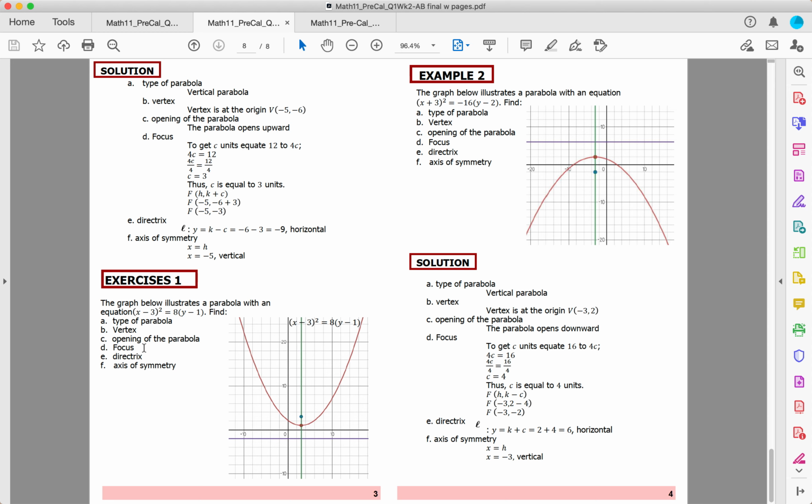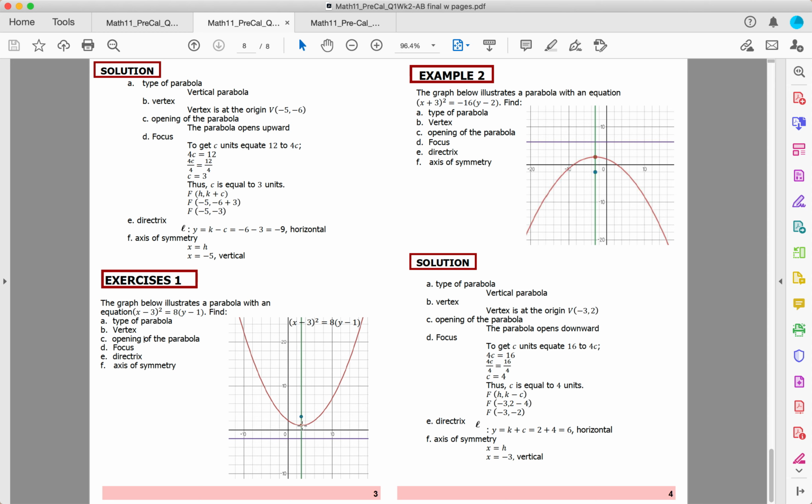All right, the focus this time. For the focus, you need the same thing. You need to solve for the c value. Since 4c equals 8, therefore c is how much? 4c equals 8. Therefore, 8 over 4 is 2, correct? So the distance from the vertex to the focus is 2 units. So you count 2 units from the vertex at (3, 1).